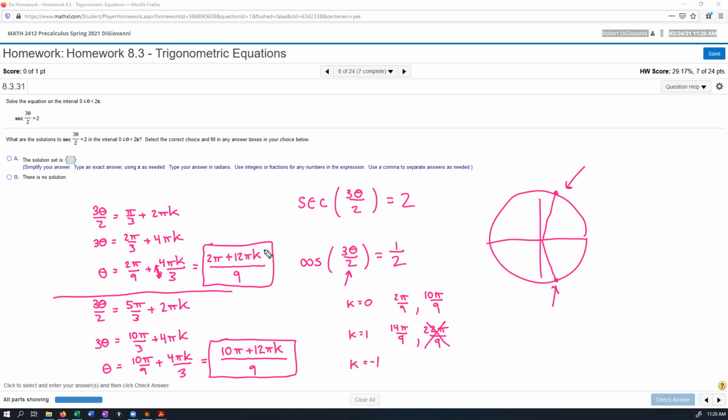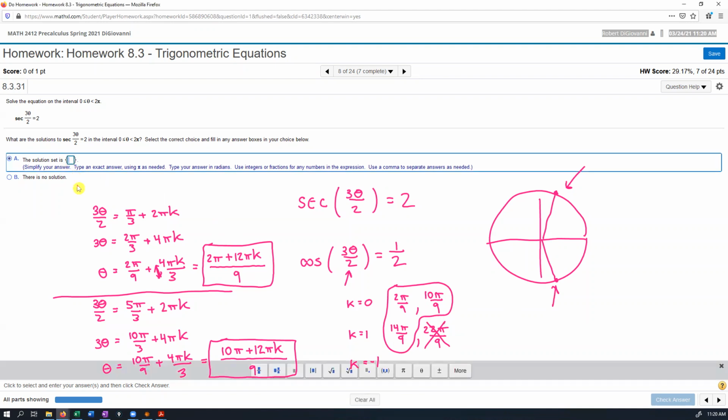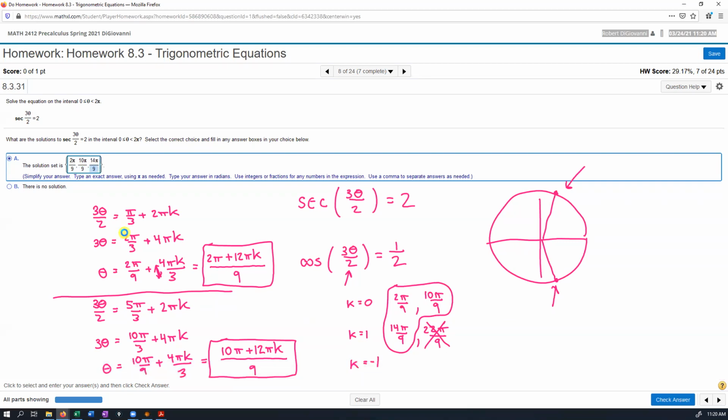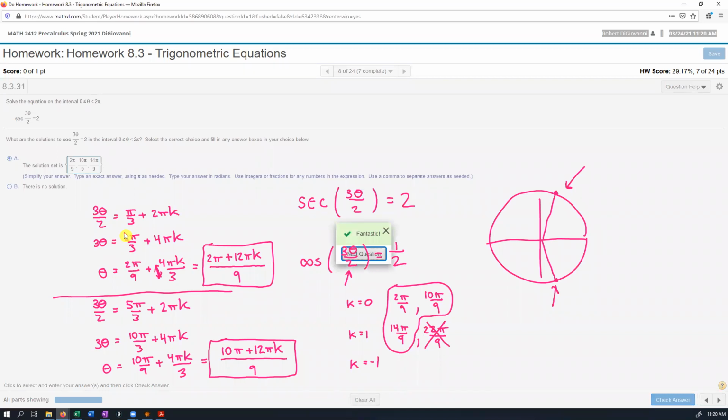If you check k is -1, you're going to get a negative here and a negative here, so it's not going to work. So I should only have these 3 answers right there. And let me try it. So 2 pi over 9, comma 10 pi over 9, comma 14 pi over 9. That is it.